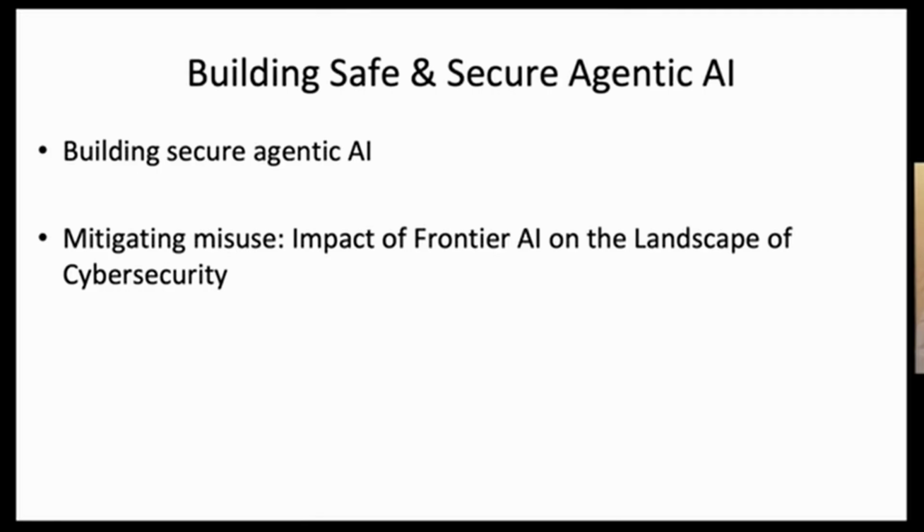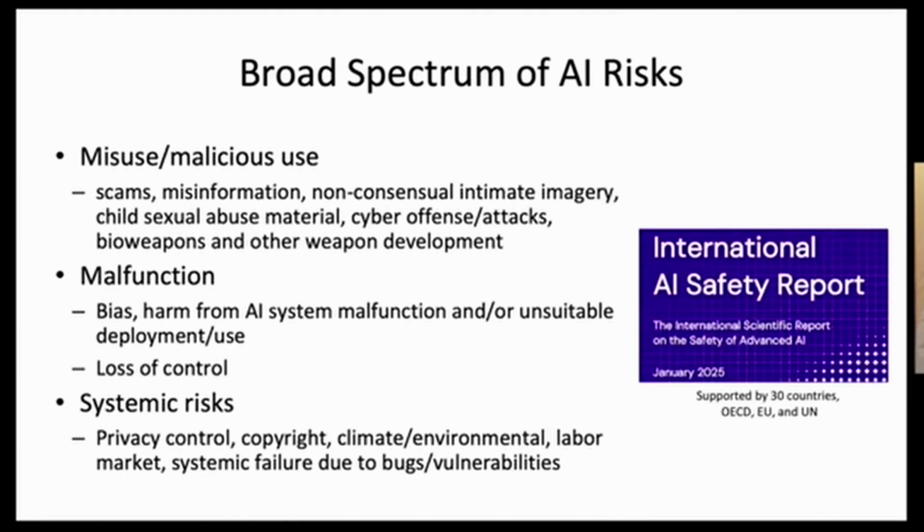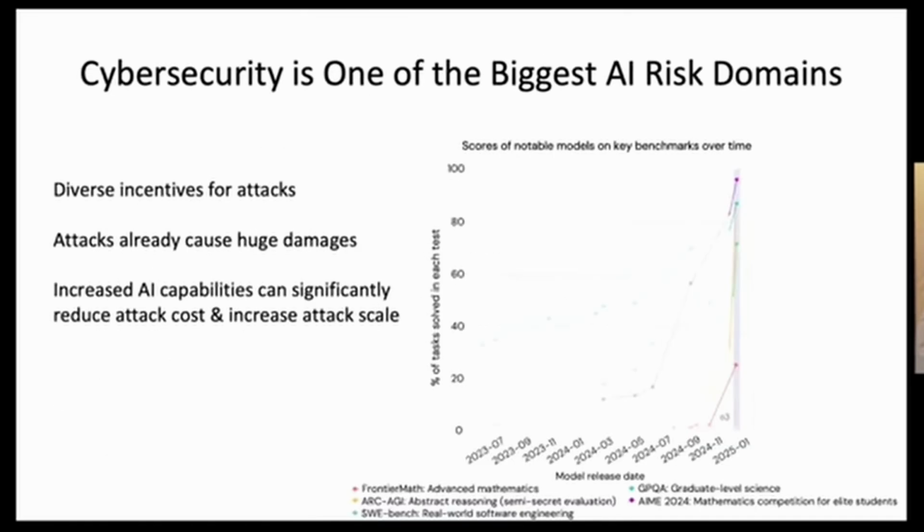Right. So this is the first part on building secure agentic AI. I want to now quickly go into the second part about mitigating misuse, in particular in the landscape of cybersecurity. As I mentioned earlier, with agentic AI, there's a broad spectrum of different types of risks that we need to pay attention to.